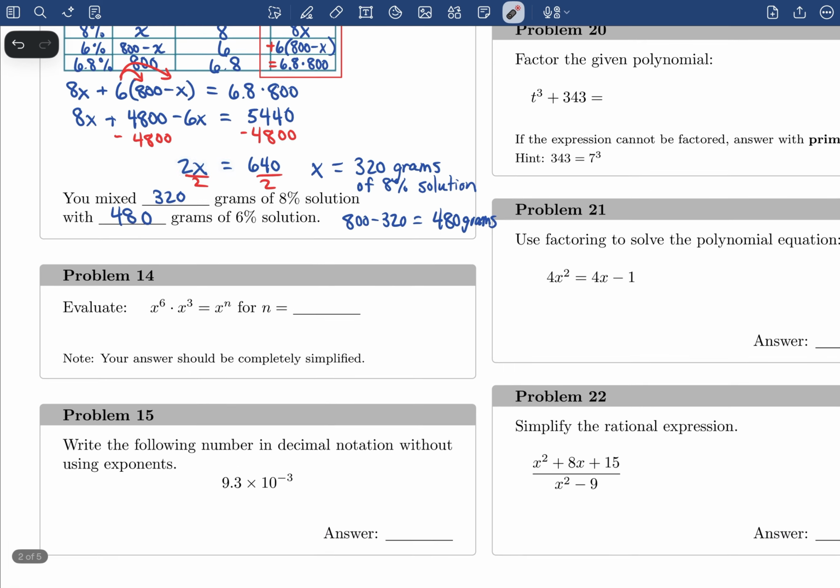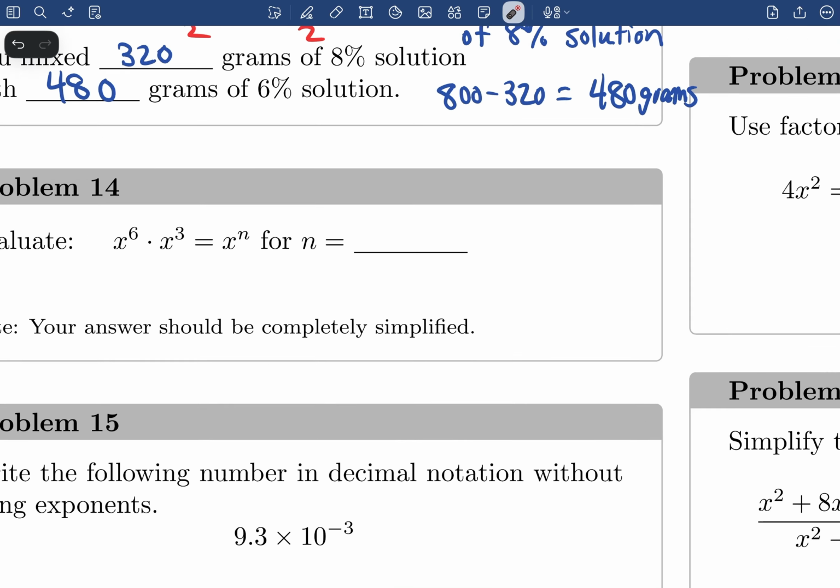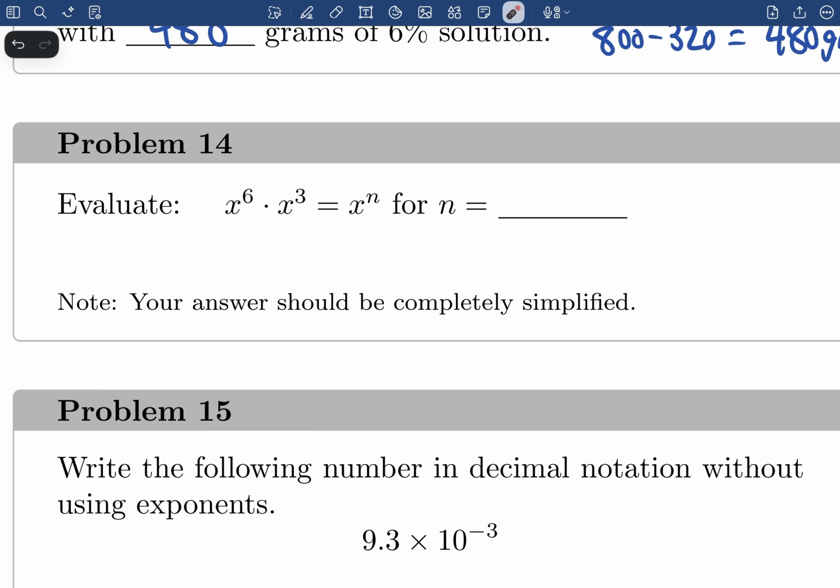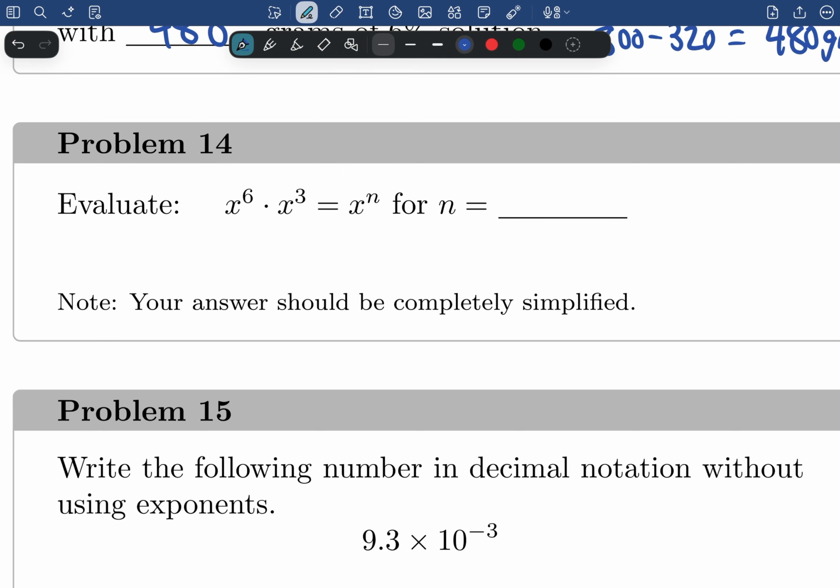Here we go. We're moving on to problem number 14, which states, evaluate x to the 6 times x to the third equals x to the n for n equals something. What does n, the exponent n, equal? Well, let's find out. Now, in this course, you have learned 8 exponent rules. So this problem is testing one of your exponent rule knowledges, okay, and that is the product rule, okay? So when I multiply the same base to different powers, I can take that base and add their powers together. Okay, so x to the 6 plus 3 power.